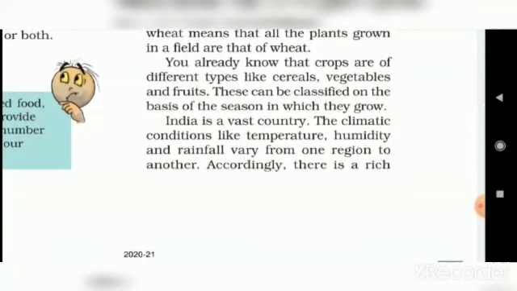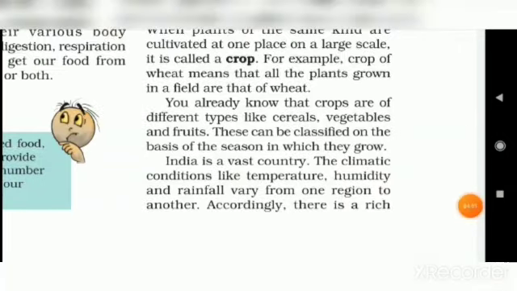You already know that crops are of different types like cereals, vegetables, and fruits. These can be classified on the basis of the season in which they grow. India is a vast country. The climatic conditions like temperature, humidity, and rainfall vary from one region to another. So we all know that crops are of different types, and these are classified on the basis of the seasons in which they are grown.